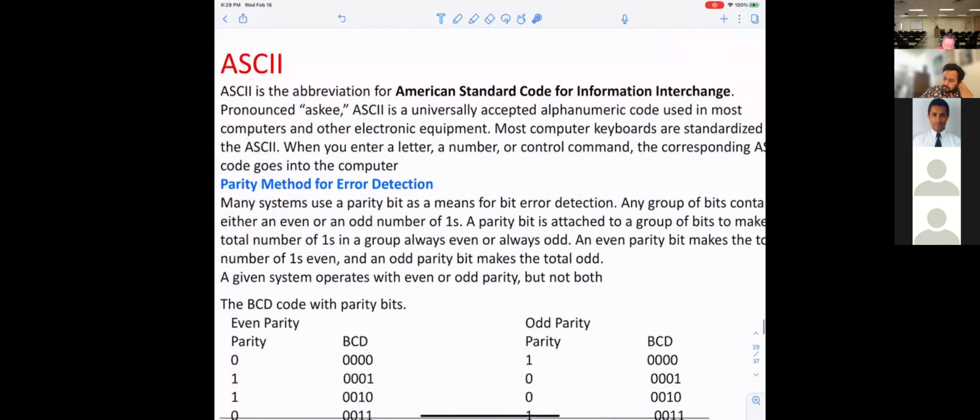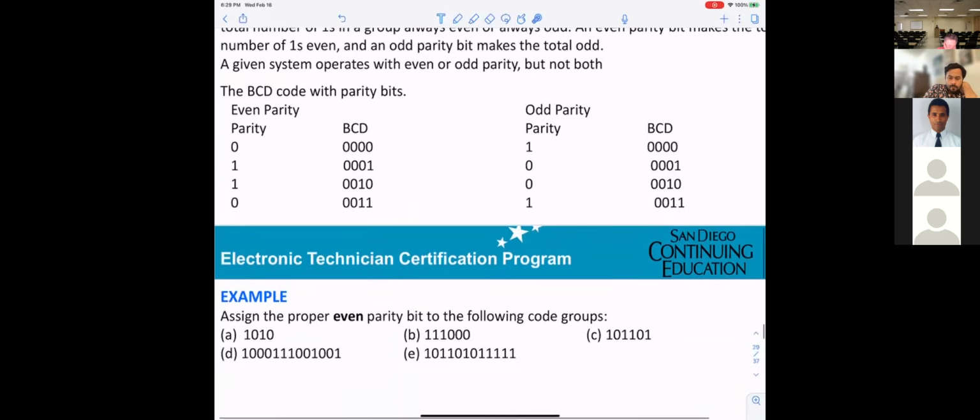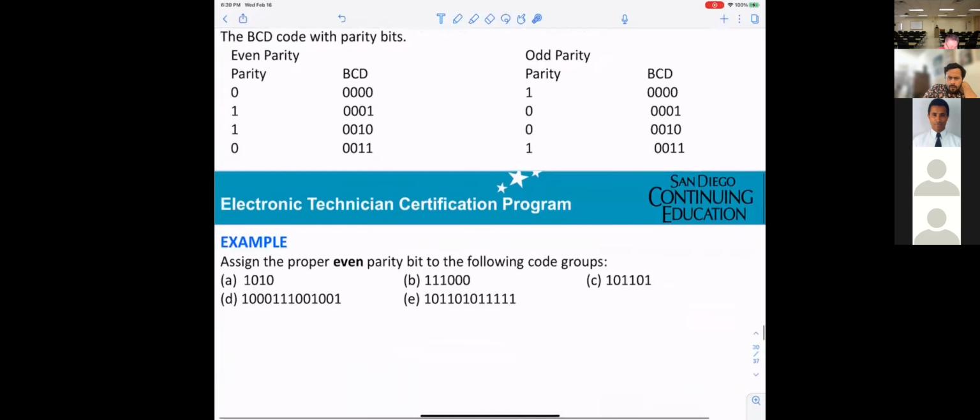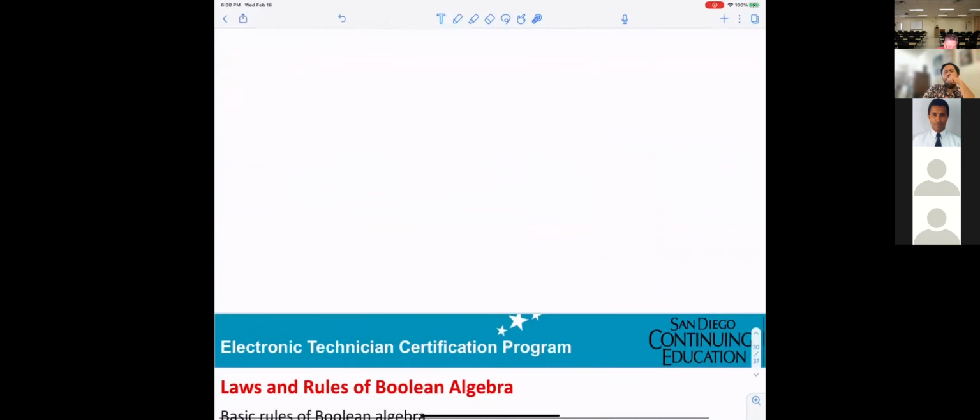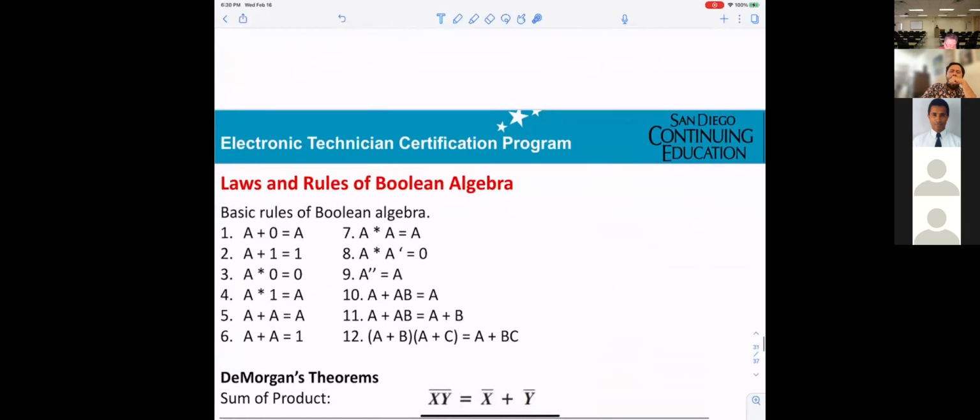ASCII, we don't care about ASCII. ASCII, American Standard Code for Information Interchange. You go into Google, type ASCII, and it gives you the table. It shows the equivalent between letter, symbol, and the binary.